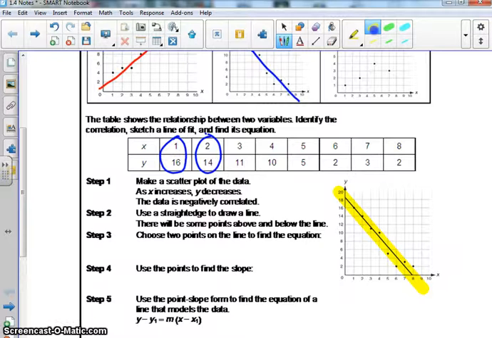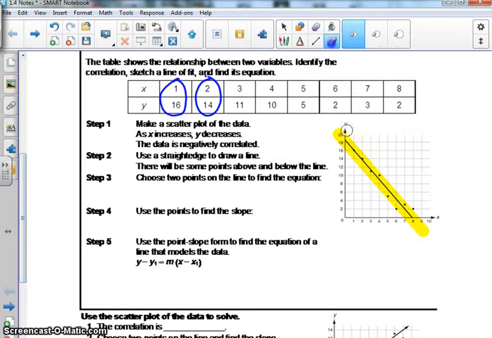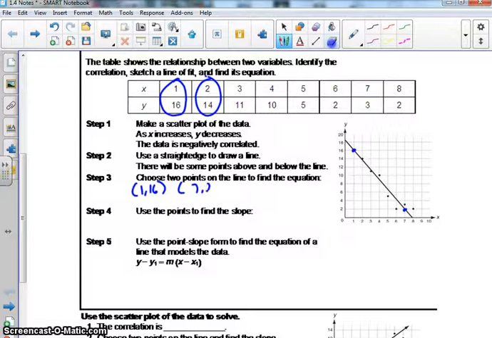Okay, step 3, choose 2 points on the line to find an equation. You can choose any 2 points, and then again, that's another point where everybody in the class might have something different. I usually try and pick points that go right through a corner, like 1, 16 and 7, 2. It does not have to be points that you plotted, but it can be. So I picked 1, 16 and 7, 2.